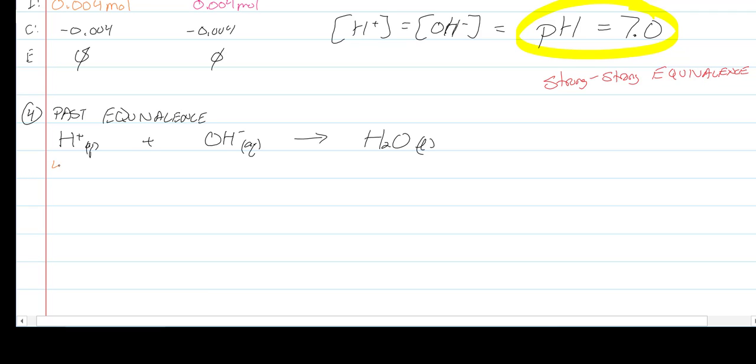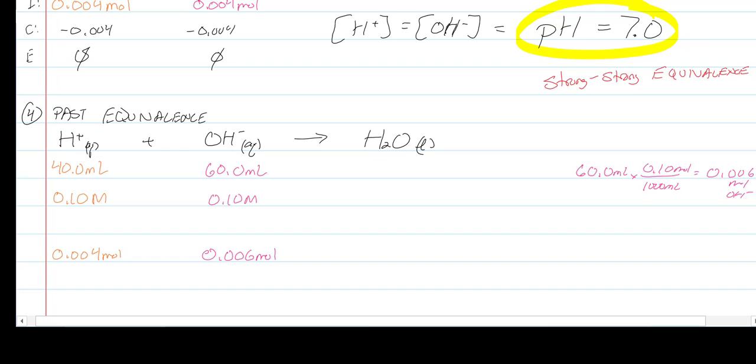So our stuff now is 40.0 milliliters H plus at 0.10 molar, which is 0.004 moles. We now have 60 milliliters of base being added at 0.10 molar. So 60 milliliters times, for every 1,000 milliliters, there is 0.10 moles, 0.006 moles, or 6 millimoles. Our new volume of the container would be 100 milliliters.